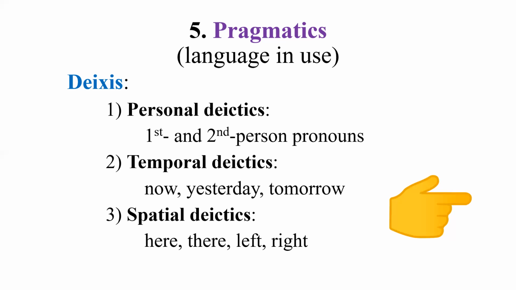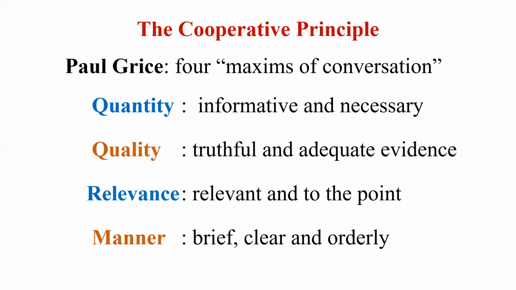So these are deictics, which we use often in everyday life. Next, the cooperative principle put forward by the British philosopher of language, Paul Grice. He says, whenever we speak with people, we follow four maxims of conversation, or we should follow four maxims of conversation. They are maxim of quantity, of quality, of relevance, of manner.